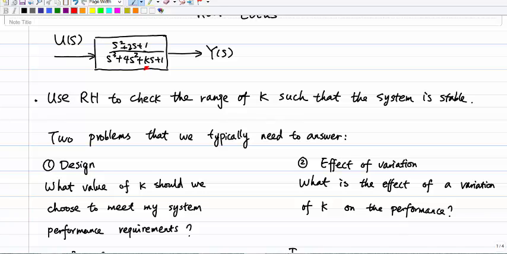The other one is called the effect of variation, which means what if in my system we have some variable which may change over time. For example, when we have a car, the mass of the car will change over time because when we hit the gas pedal, it consumes gas, and the actual mass changes over time. So how does the change of a certain variable change the overall performance? So let's go back to the problem of what if we have a certain variable which changes, and we want to know how the change of this variable affects the stability and even the performance of the closed loop control system. That's what we call root locus.